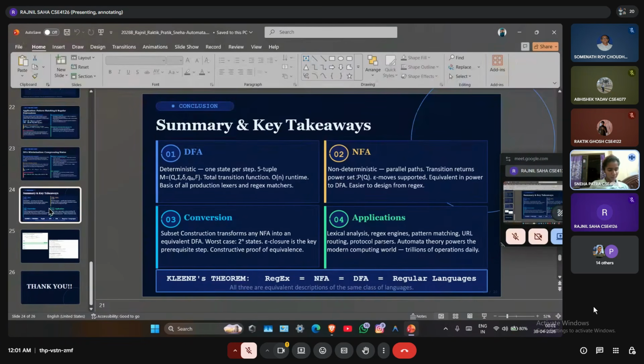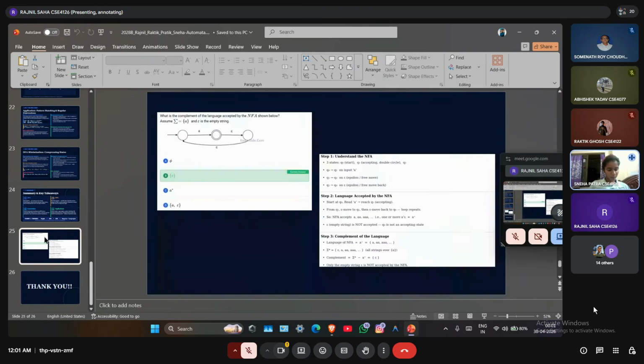To summarize this slide, DFA is fast and used in real systems. NFA is easier to design and supports epsilon transitions. Any NFA can be converted to DFA. These concepts are used in compilers, regex engines, and pattern matching. The key idea of Kleene's theorem: regex, NFA, DFA are equivalent. They represent the same class of regular languages. Please move to the next slide.